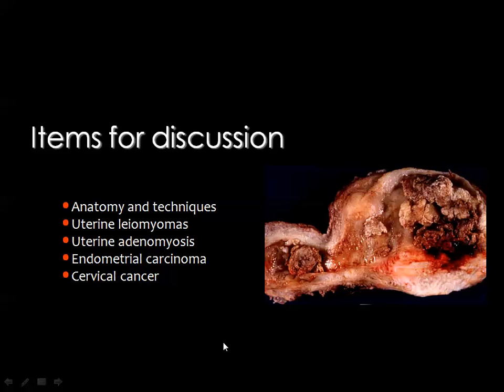And these are the items for discussion. I will provide some of the anatomy and techniques of examination. Then we will talk about uterine lymphomas, then uterine adenomyosis, and then the second part of this talk will handle the issue of endometrial carcinoma, and will end by the cervical cancer. And in 2 other separate lectures, I will deal with ovarian pathology and the rest of the organs like adnexal lesions, vaginal pathology, and so on.